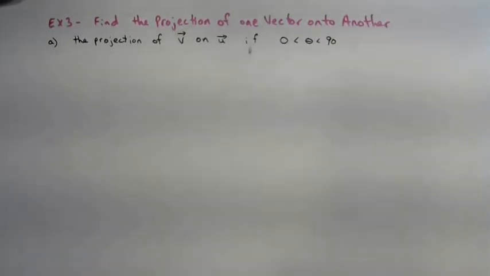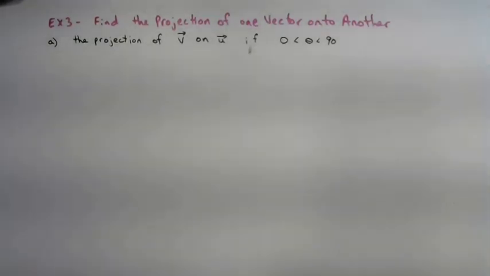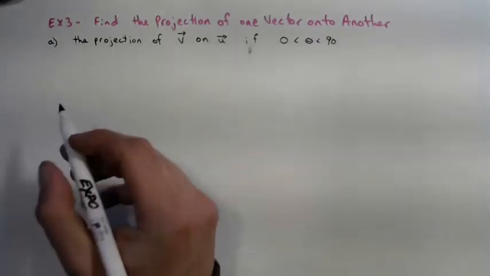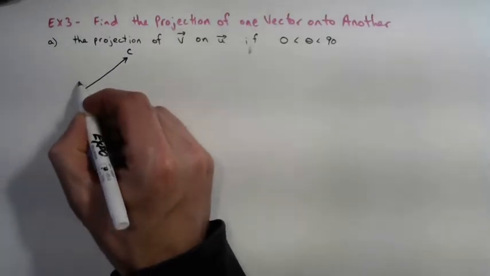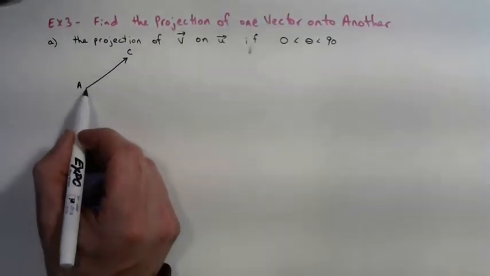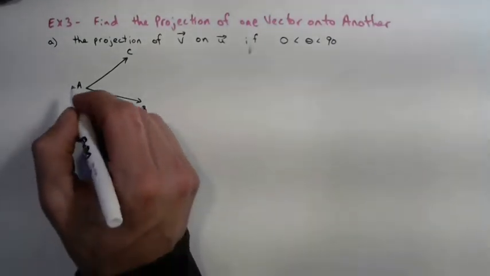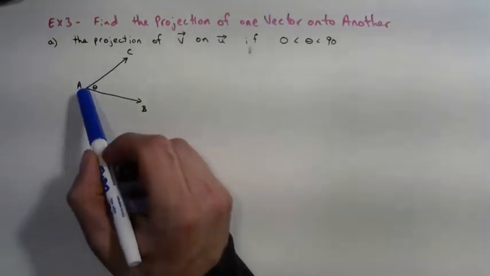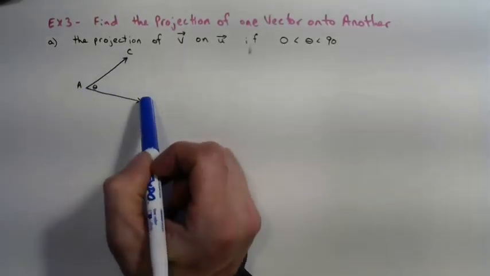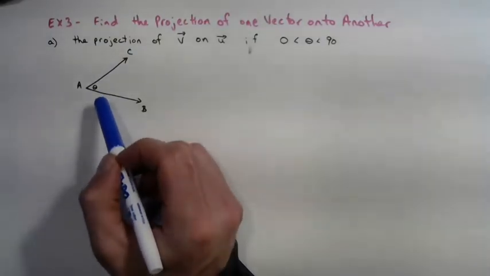Okay, so step one, we're going to construct a line segment. We're going to take a diagram. The diagram that they give us looks kind of like this. C, A, B, and theta is here. And you can see that I have two vectors. I have the vector AC, I have the vector AB. They're arranged tail to tail. There's an angle in between them.